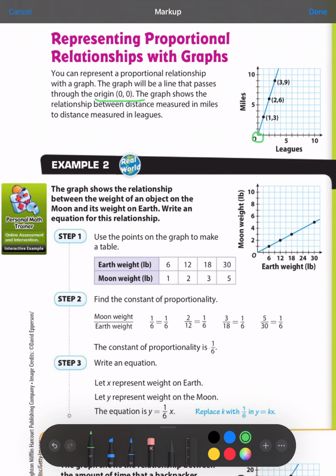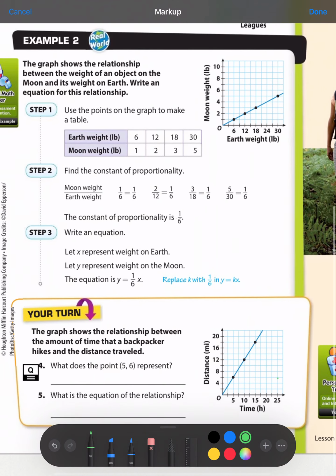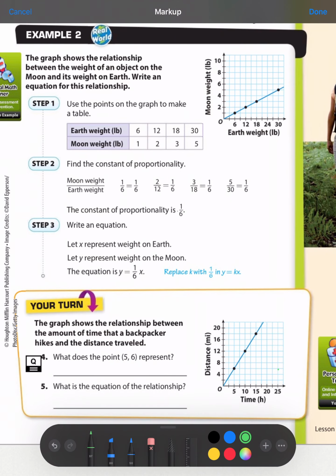So the graph shows a relationship between the distance measured in miles and the distance measured in leagues. Example 2, we just did example 1 on the last page. The graph shows the relationship between the weight of an object on the moon and its weight on Earth. Write an equation for the relationship. So the equation is what could be used to graph our line here.